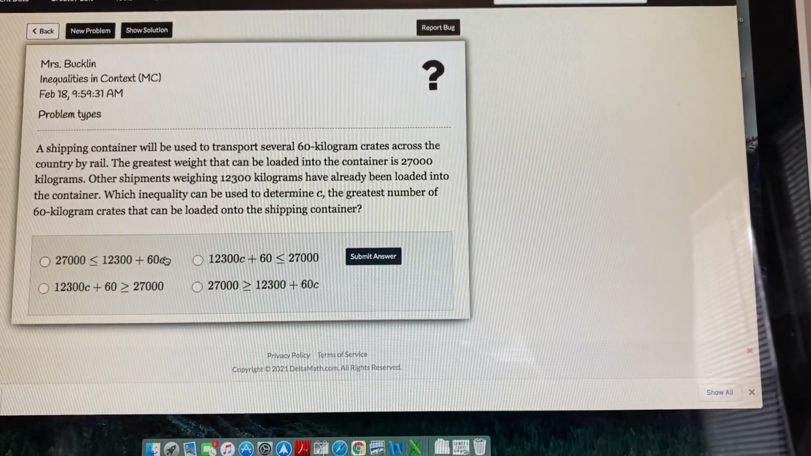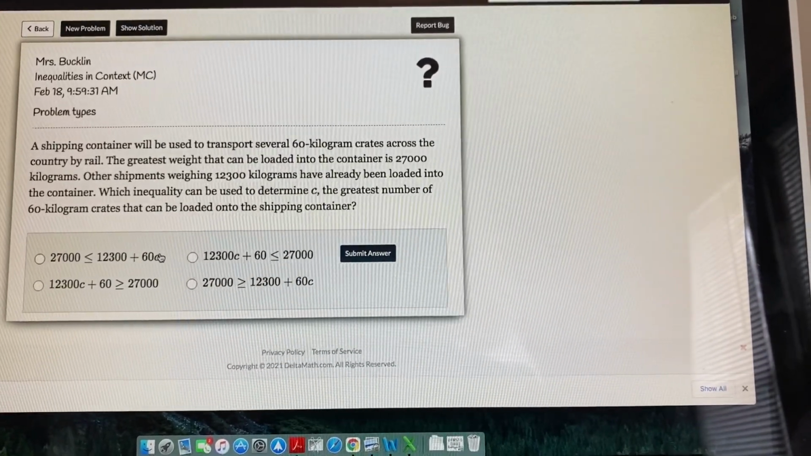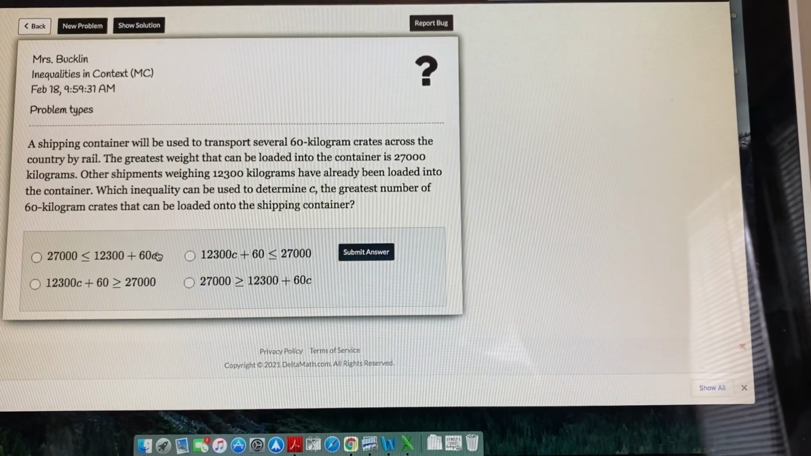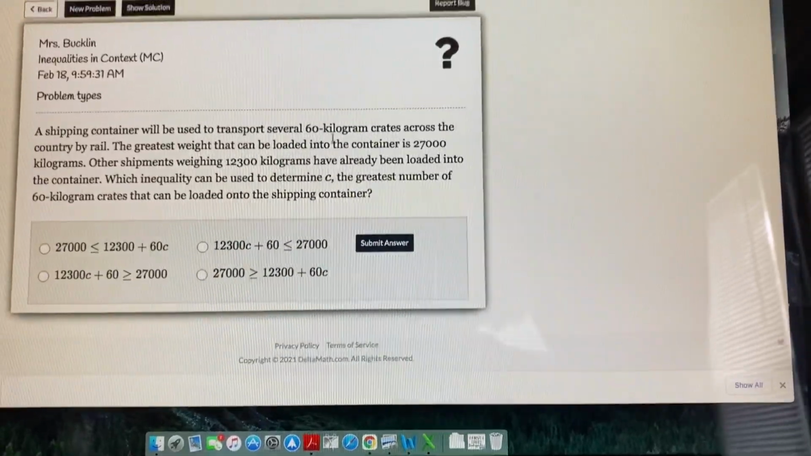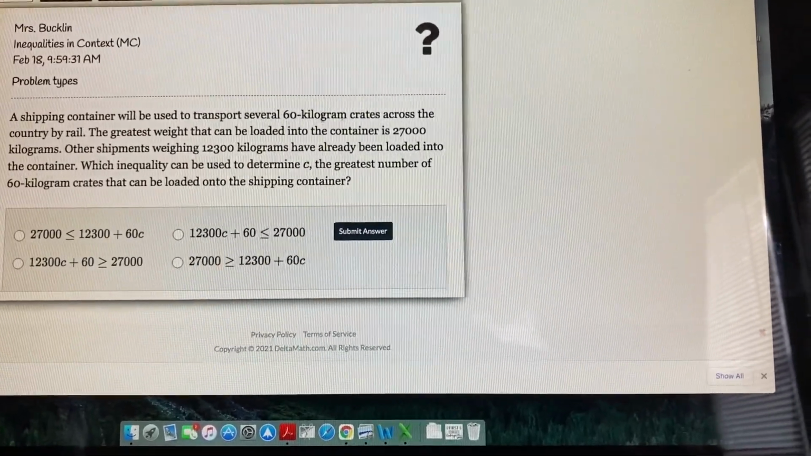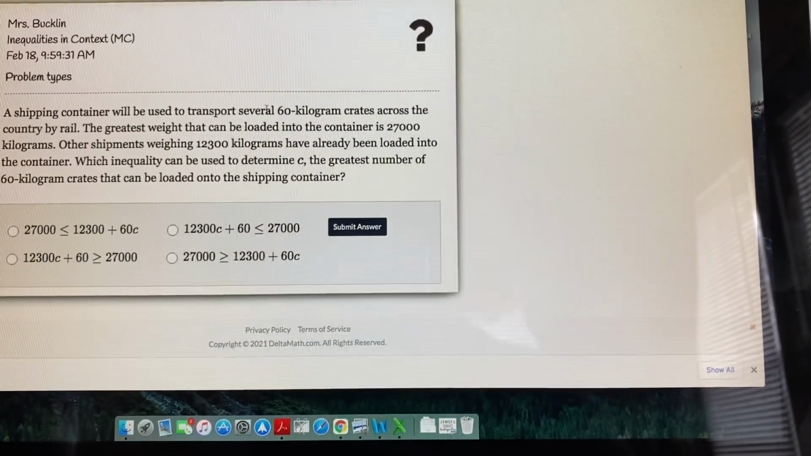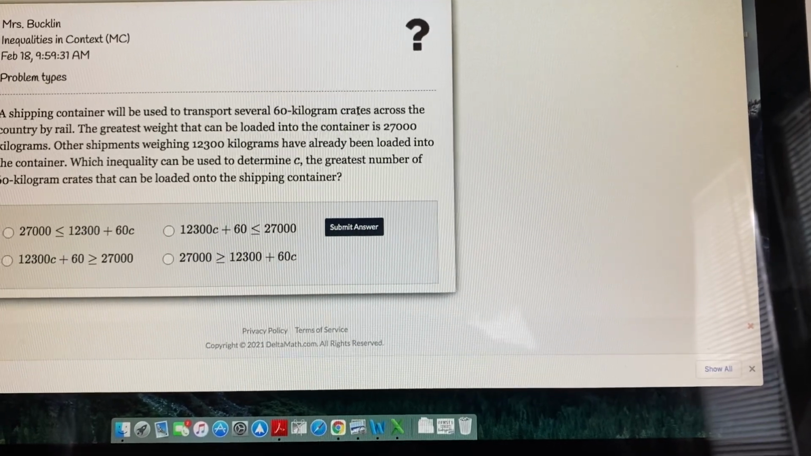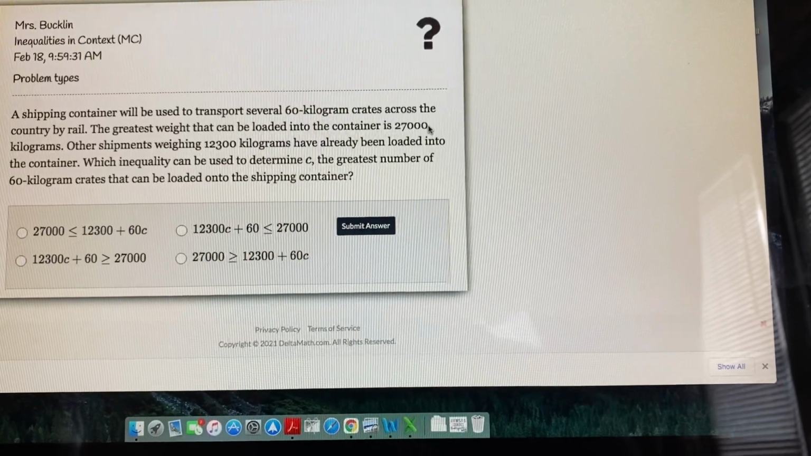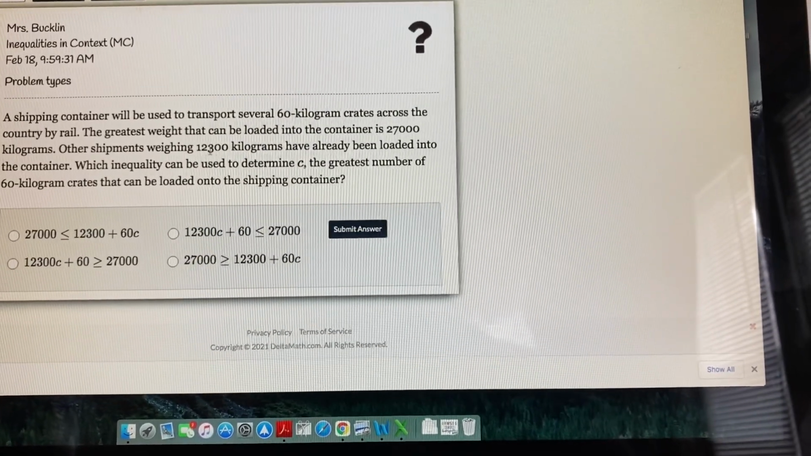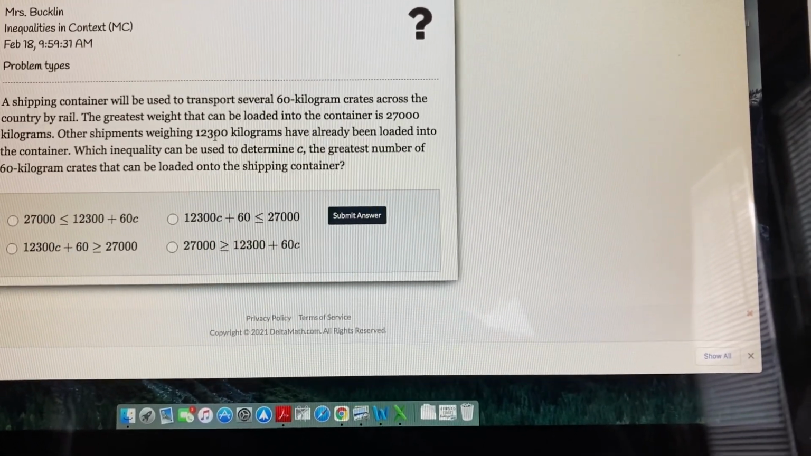Which inequality can be used to determine C, the greatest number of 60 kilogram crates that can be loaded into the shipping container? Well, here's my information. We're moving these crates that are 60 kilograms. We want to know how many of those 60 kilogram crates we can fit in. The maximum is 27,000. And I already have 12,300 in my crate.